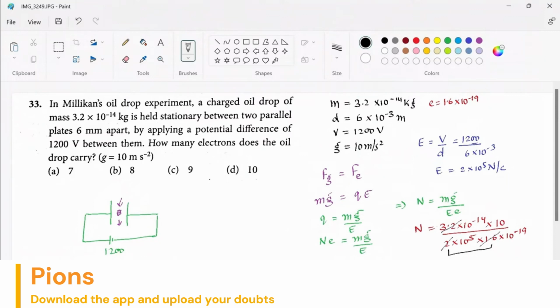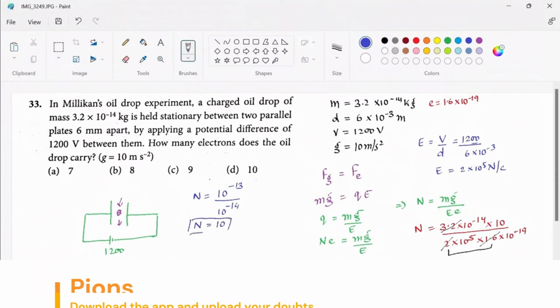Okay. Let's see now what we are left with. So let me solve this part here. So n we are left with 10 to the power minus 14 and 10, 10 to the power minus 13 in the numerator. And in the denominator it will be 10 to the power 19 and 5. That will be how much? Minus 14. So when 10 to the power minus 14 goes up, it will multiply and you are left with n equal to 10. That is option D.